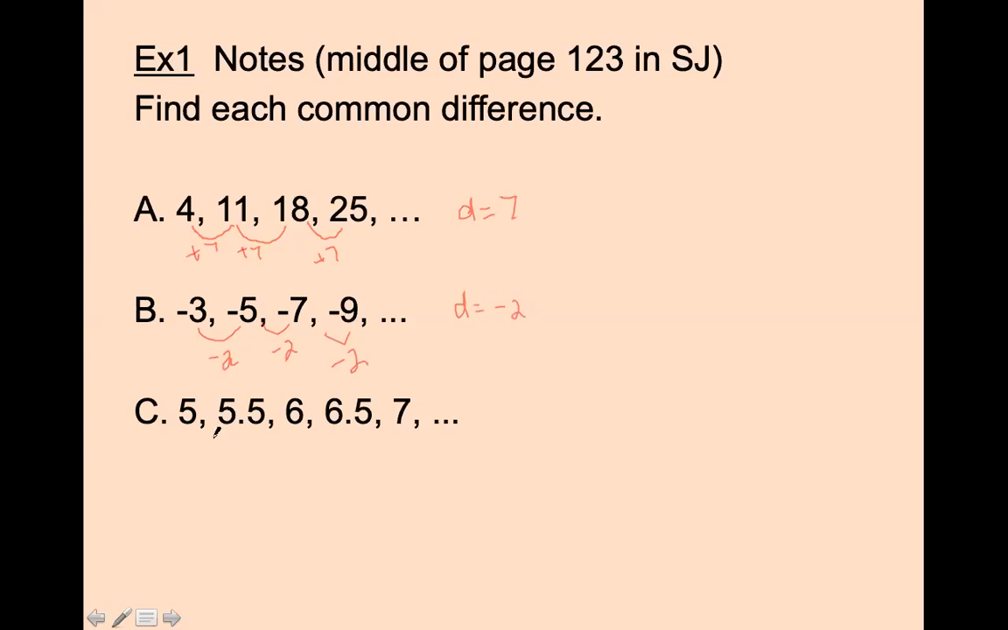Last one, this time we're going up by a decimal value. Looks like this increased by 0.5. And again here, same thing. So this time our common difference would be 0.5. Right, let's continue.